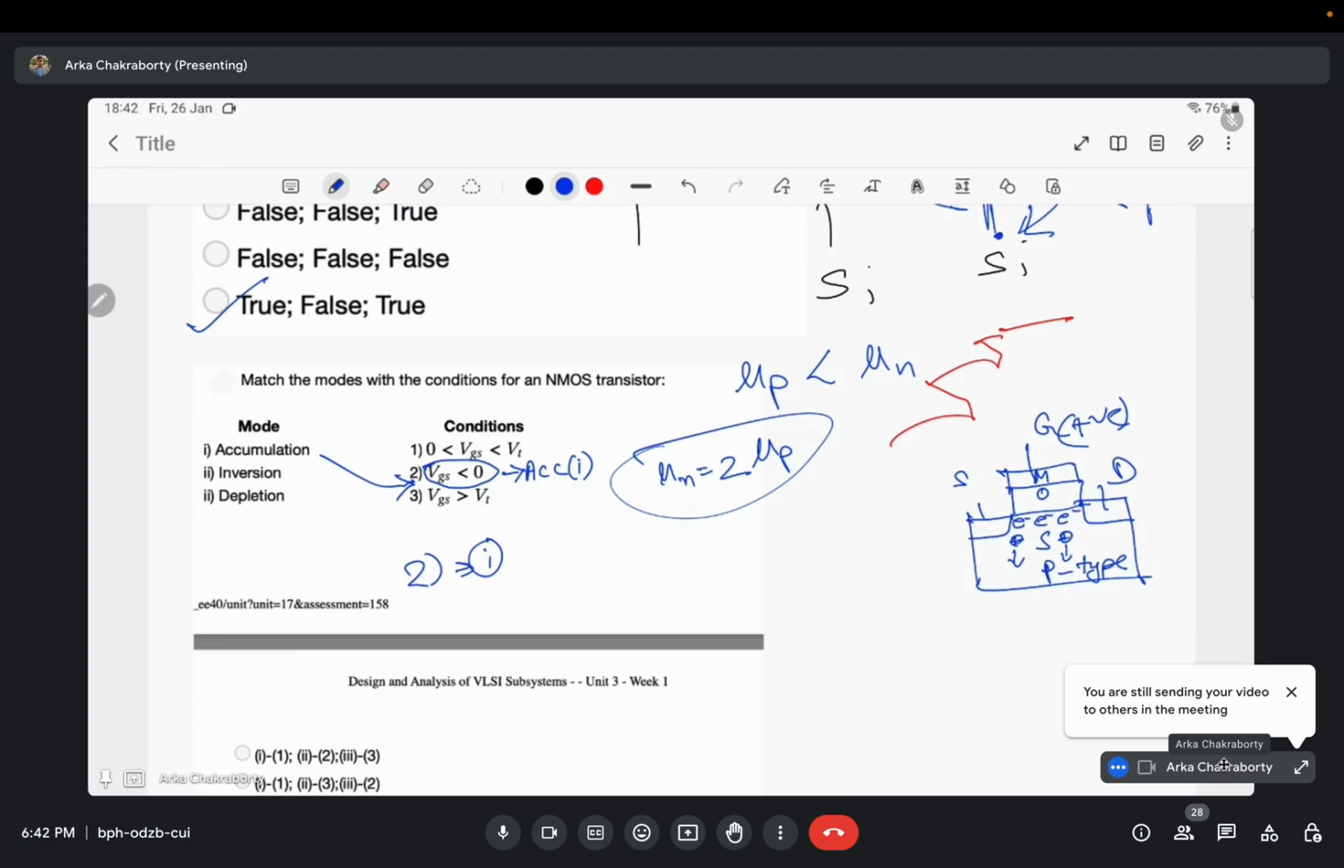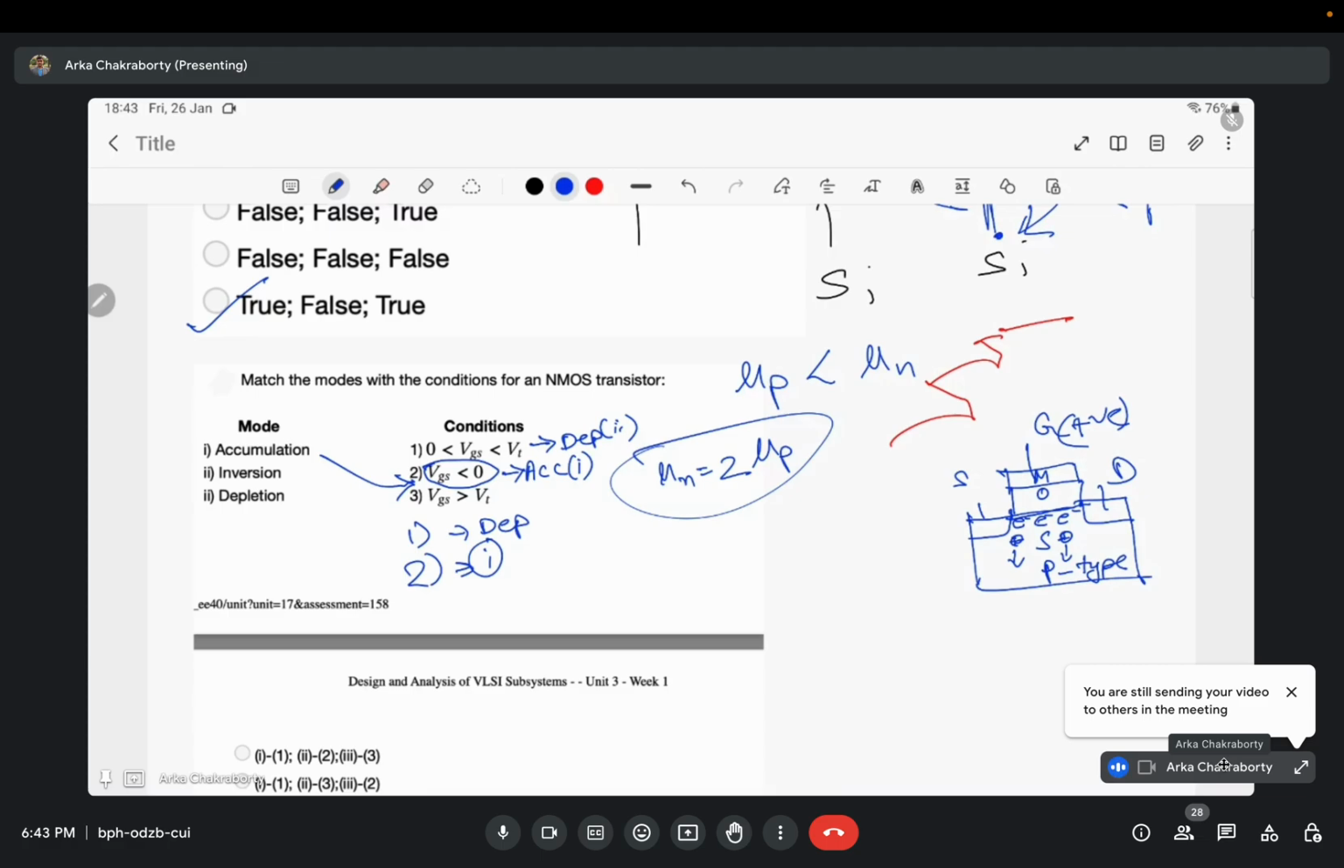Where will the electrons come from, you will ask, since this is a p-type semiconductor? These are the thermally generated electrons, because we all know that electron-hole pair generation is continuously happening inside a semiconductor due to thermal excitation. So these thermally generated electrons will slowly start coming here, and the holes will start moving away. As the free carriers, the holes, move away, they are depleting. So this condition will lead to depletion of the majority carriers, that is the p type.